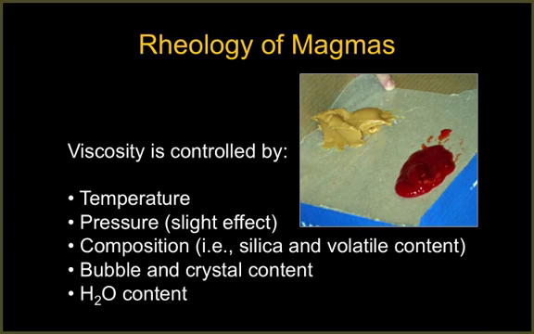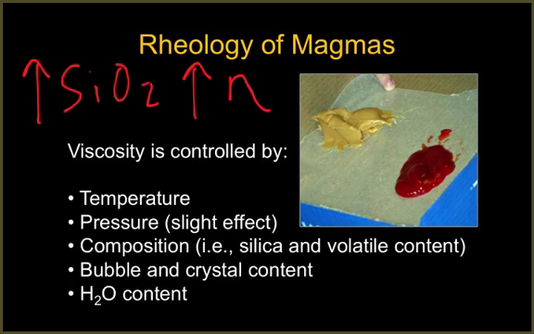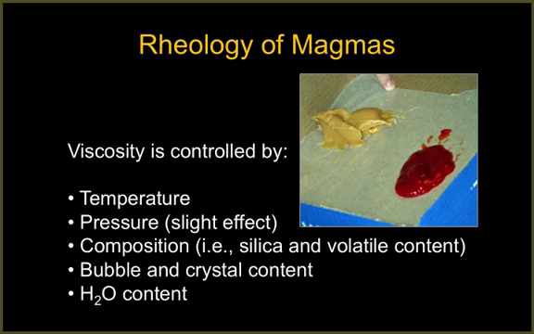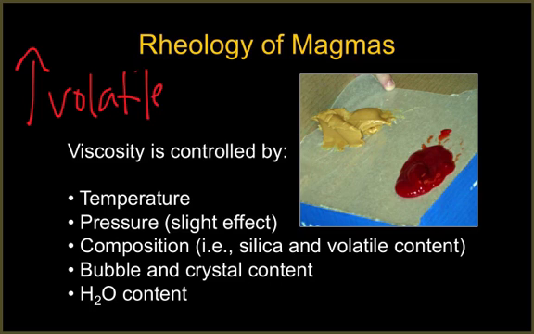Temperature has the effect of decreasing the viscosity. So an increase in temperature has a decrease in viscosity, and we use the Greek letter eta for that. The composition is important. In particular, the higher the silica content, the higher the viscosity. Likewise, the amount of volatiles in a magma or a lava. So an increase in the volatiles equals an increase in the viscosity, eta.